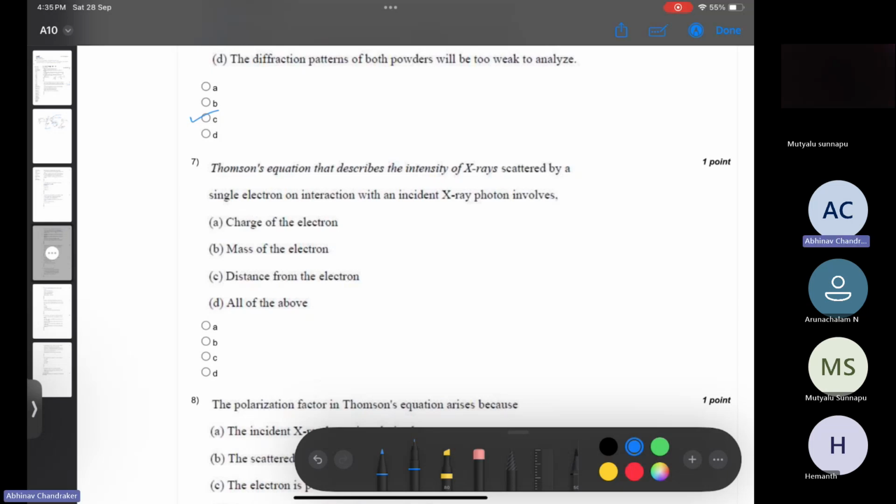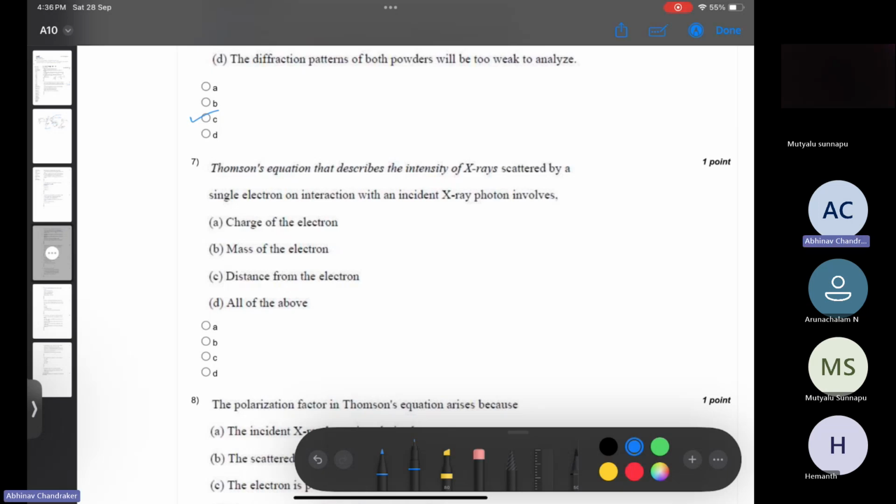So question 7. What does the Thomson equation describe? So here we have X-rays which are scattered by single electrons on interaction with the incident X-ray photon.